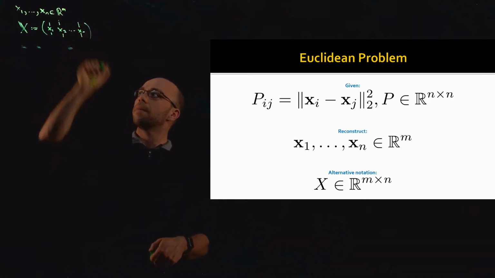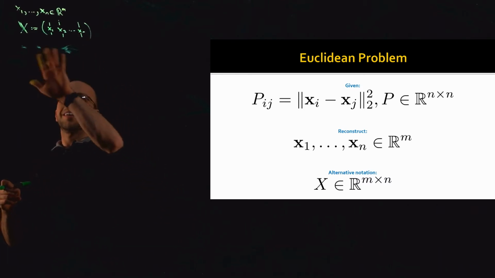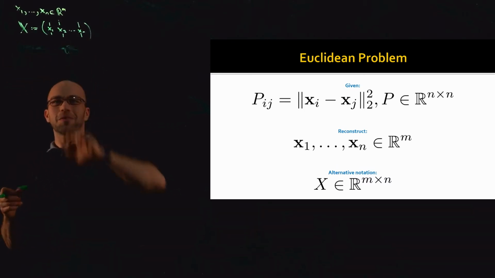Okay? So then we're going to define the Gram matrix, G. Sorry, I got paint all over myself, and now it's all over the board.